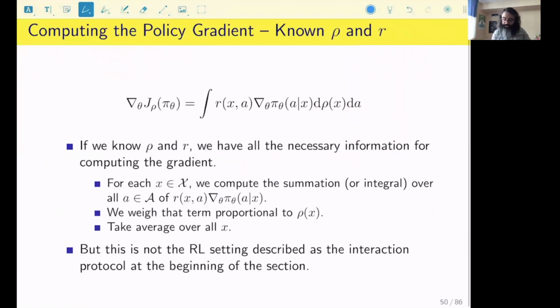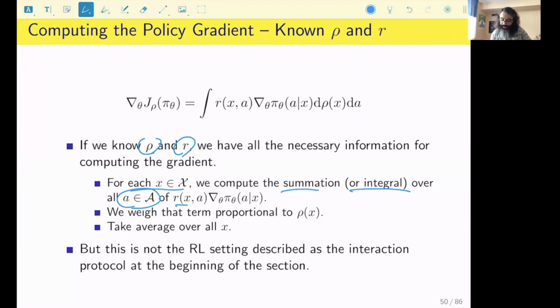If we knew rho and r, we would have all the information necessary for computing the gradient. This is clear, but let's just go over it. For each state x in the state space, we compute the summation or the integral over all a of r(x,a) times the gradient of pi theta. So for each of them, we compute this inner integral, kind of.